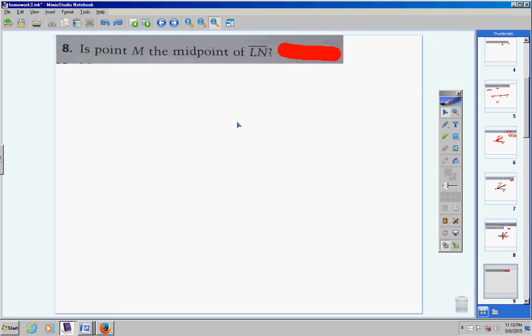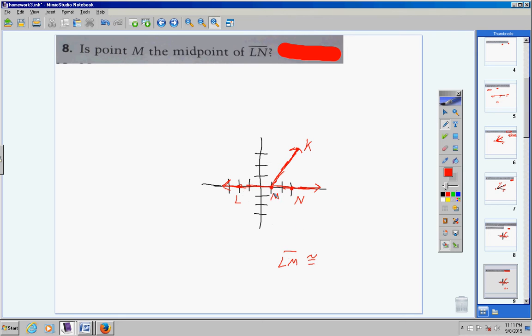Is point M the midpoint of LN? If M is the midpoint of this segment here, then yes, M is the midpoint of LN.